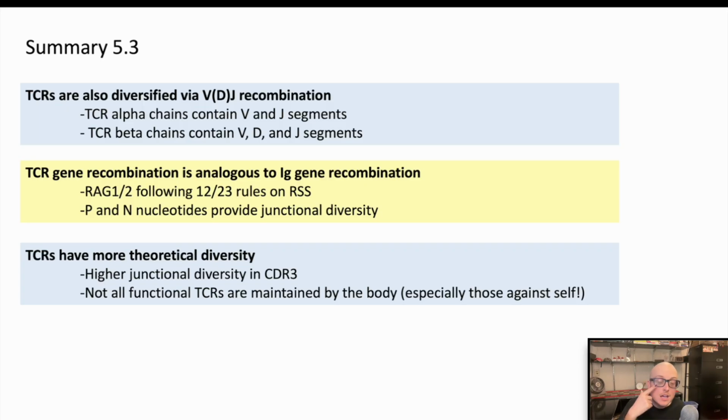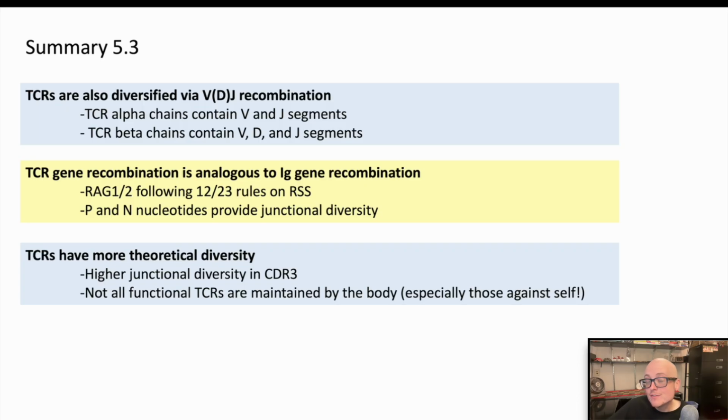But a point that will become important later is that even though we can make so many TCRs, we don't keep them all around, and especially we don't keep the ones that recognize self. So many of those 10 to the 15th possibilities are going to be TCRs that recognize self-antigens, molecules associated with the host. And so in the process of T cell development, we want to delete any T cells that are self-reactive. And so we'll see how that plays out later in the course.